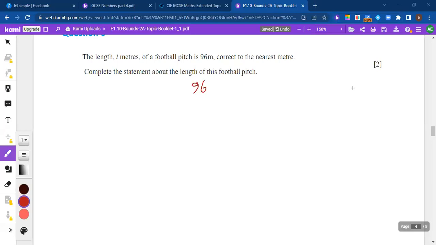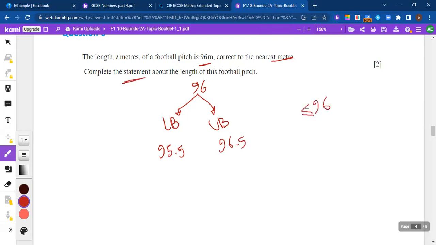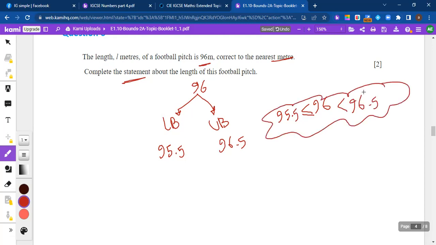Statement about the length of this football pitch. You just find the upper bound and the lower bound. Okay. Yes, I have done that. Here it is meter to nearest meter, then it will be 95.5 and here 96.5. What is the statement now? It's like this: greater than or equal to 95.5 and less than 96.5. Okay, guys? Okay. Here we go.